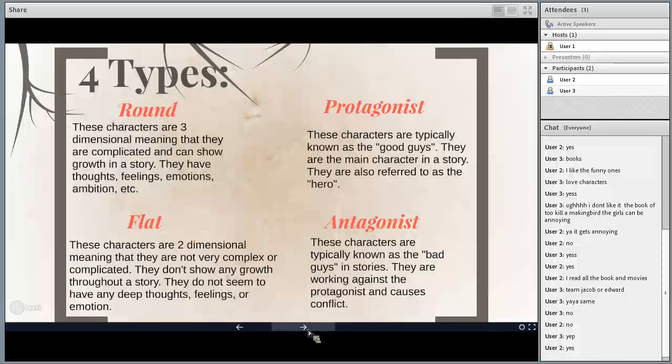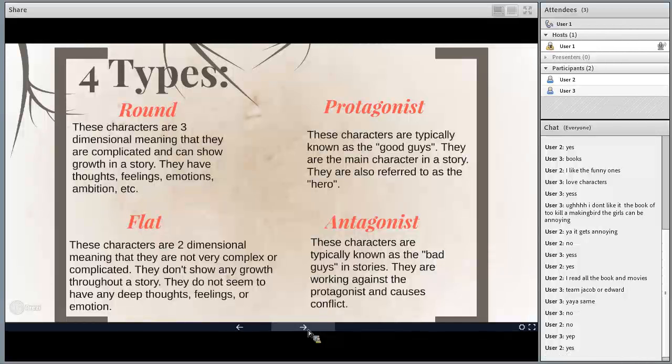Okay. So the protagonist, we know, is the main character. They're typically the good guys, or known as the good guys. It's going to be your main character. So in Twilight, it was Bella. She was the protagonist. In Star Wars, depending on which trilogy you're watching, Luke Skywalker's the protagonist. In Harry Potter, Harry Potter's the protagonist. Right? It's the main character, the person that the story follows. They're typically referred to as the hero or the heroine, but not always.